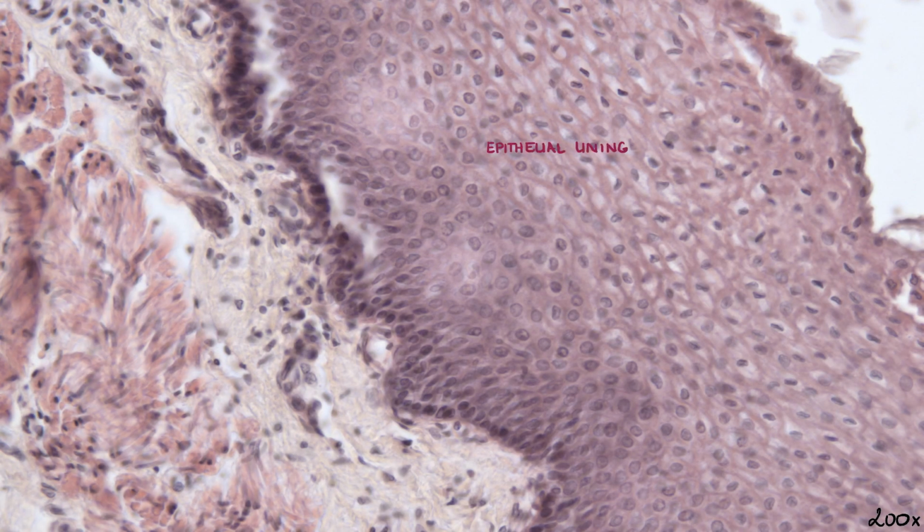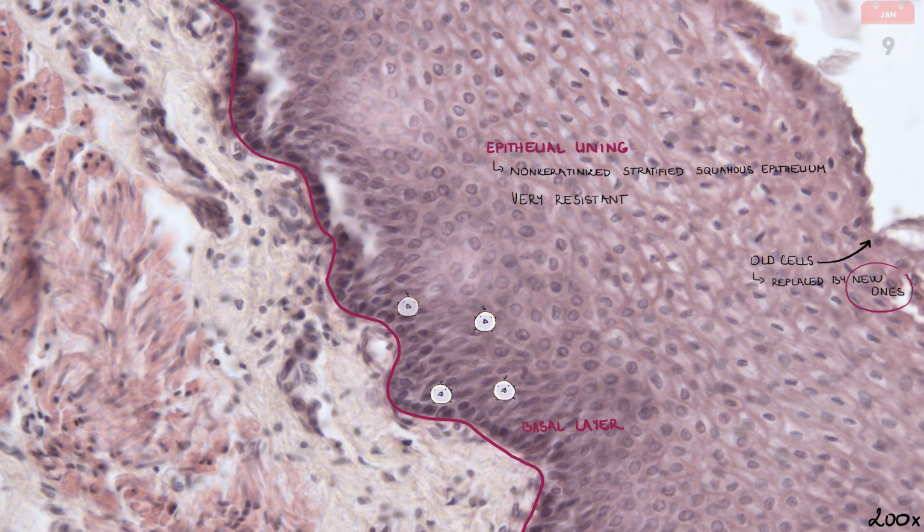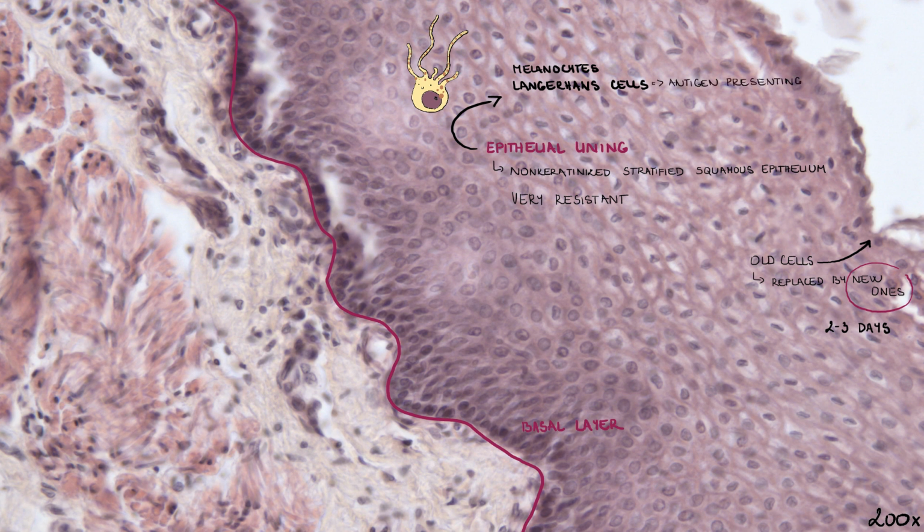The epithelial lining is a layer of non-keratinized, stratified squamous epithelium. This epithelium is very resistant, and all cells need to be continuously replaced by the new ones. New cells differentiate from the basal layer and have a lifespan of 2 to 3 days. We can scarcely find melanocytes, Langerhans cells, which are antigen-presenting cells, and enteroendocrine cells in the epithelium. We will tackle the issue of these cells in the next videos.